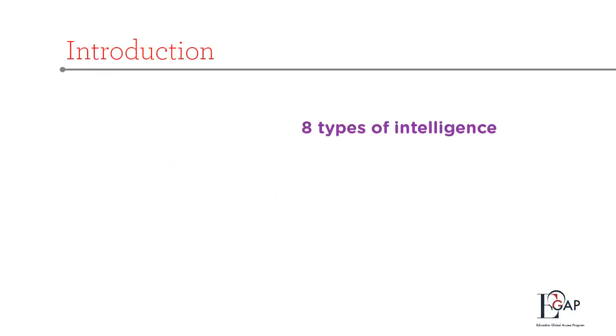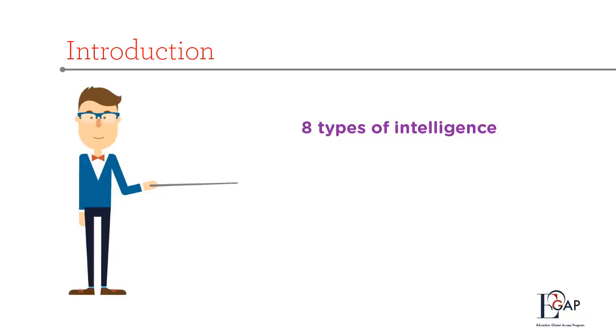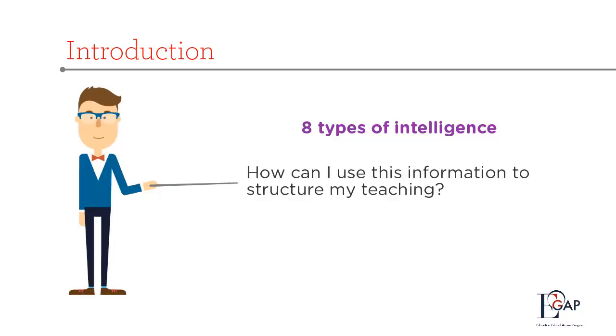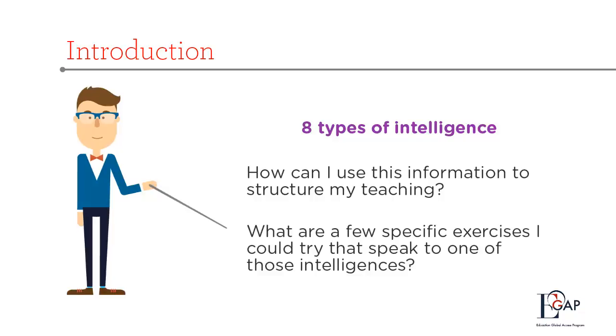You have just read about the 8 different types of intelligence outlined in the multiple intelligence theory and how they affect learning. As you watch this video, keep the following questions in the back of your mind. How can I use this information to structure my teaching? What are a few specific exercises I could try that speak to one of these intelligences?